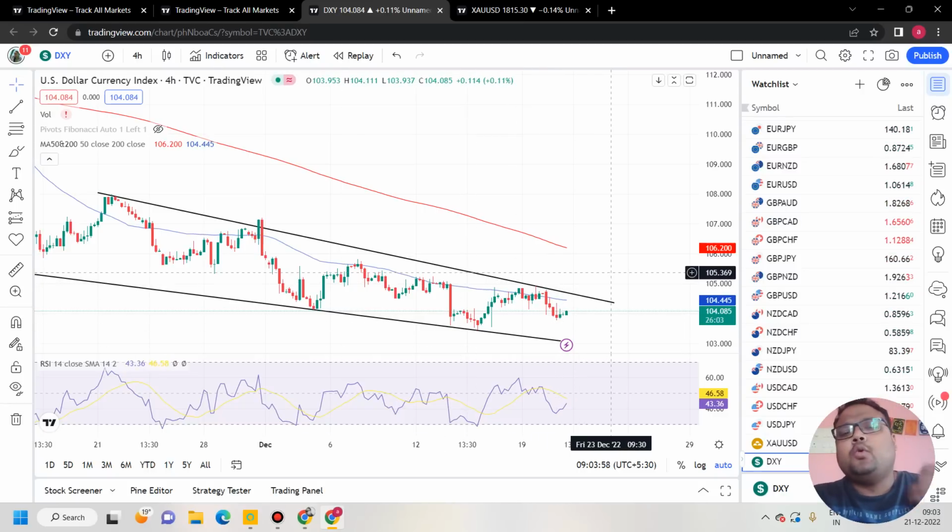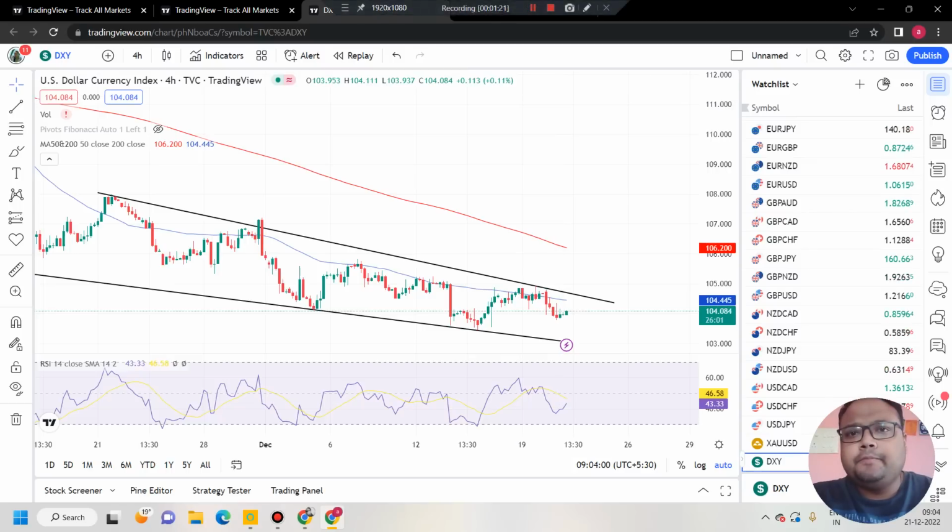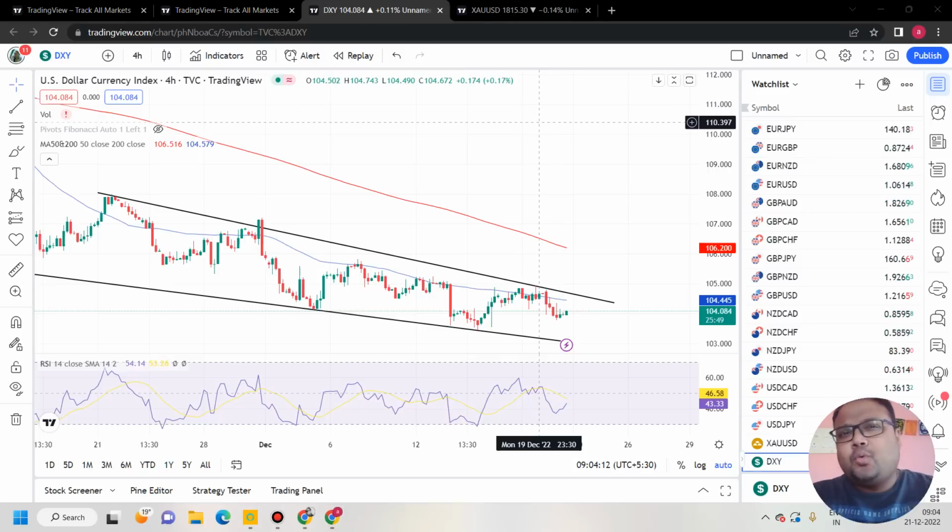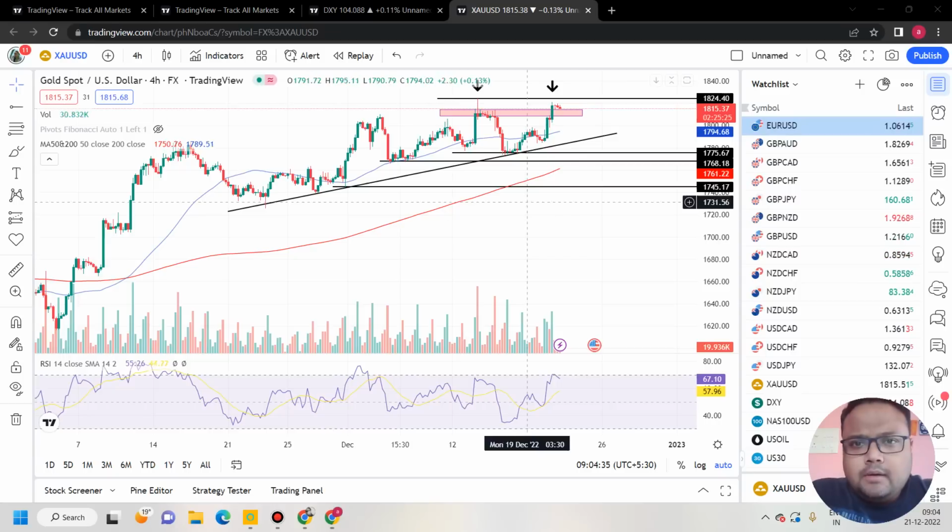The range of 104.90, 105 on the upside and 103.20 on the downside. This is the range for DXY right now.